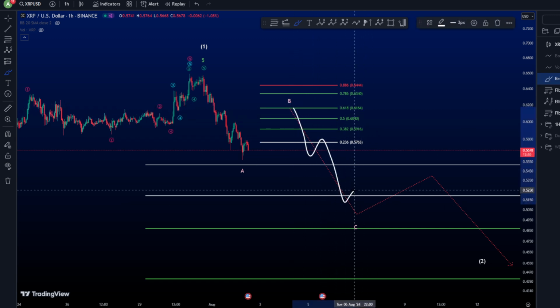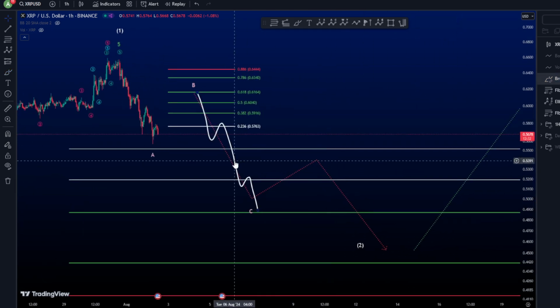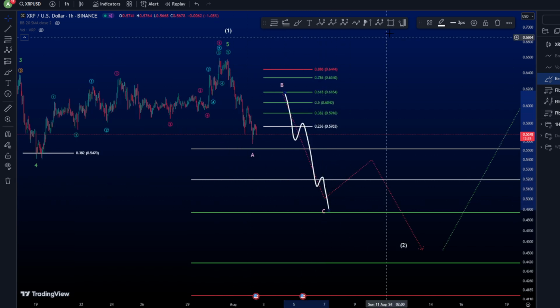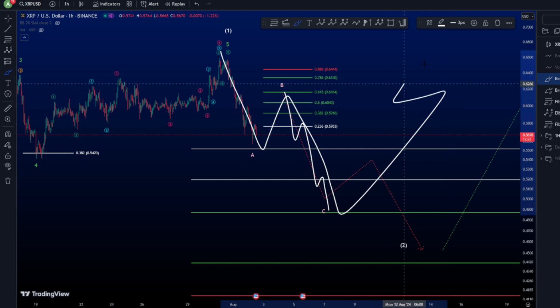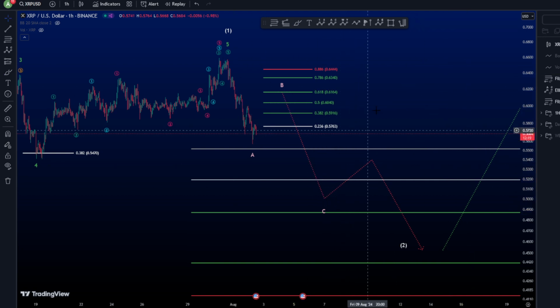And after all, we're going to look for an impulse, whether a diagonal or an impulse, as a wave C, and we take it from there. Maybe it's going to be more than enough to move on with a bigger wave 3. We're going to see and read this in the next videos.